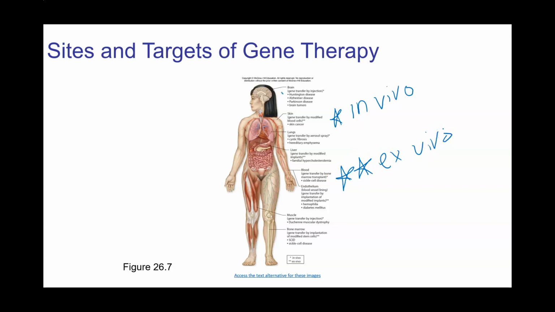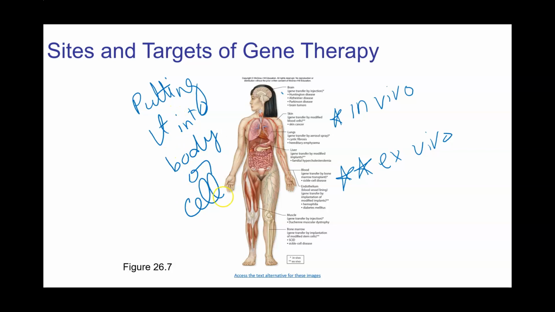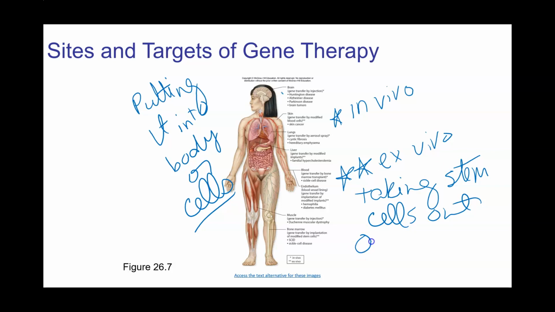And you may wonder, what is the difference between in vivo and ex vivo? So the term in vivo means that we are injecting or we are placing that directly into the body. So we are putting something into the body, or cells. Whereas in ex vivo, we are taking something out of the body first. We might use stem cells or the organ itself. And then we put the gene that we care about into that organ or stem cell, and then we replace those cells.